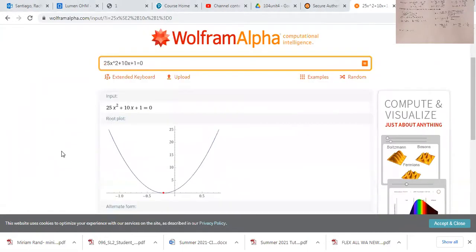I love Wolfram Alpha for that because it's very robust. You can do so many different things in Wolfram Alpha. And one of those is to visualize what your graphs look like. So you can get an idea of what's happening here. So it's hitting the x-axis at negative 1/5, and then it's going right back up.